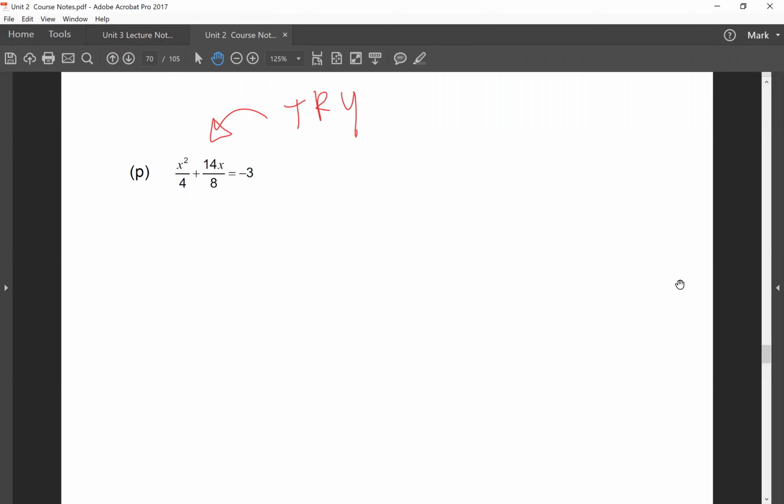Remember, get rid of the fraction. You want to put it in the form ax squared plus bx plus c equals 0. So those are the 2 hints I'll give you. Get rid of this fraction and put it in the form ax squared plus bx plus c. And I'll be back in, let's say, 3 or 4 minutes to check your answers.